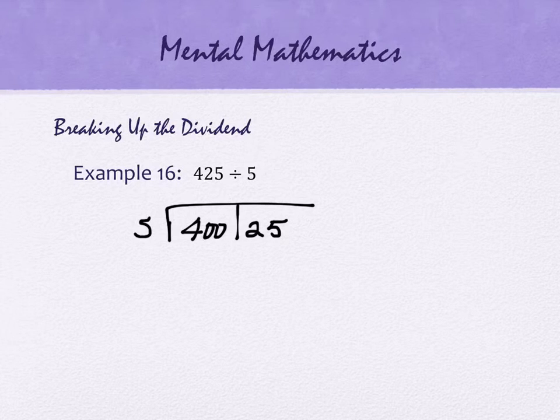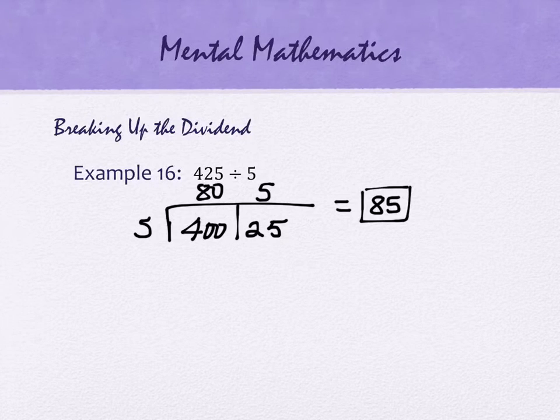So then we can divide by 5. So what's 400 divided by 5? 80. And 25 divided by 5? 5. So the grand total would be 85. Yeah? It's good?